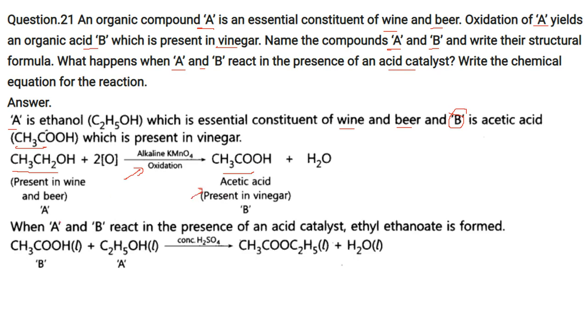So when A and B react, that is ethanol and acetic acid, CH3COOH, they react in concentrated H2SO4 and give you CH3COOC2H5.